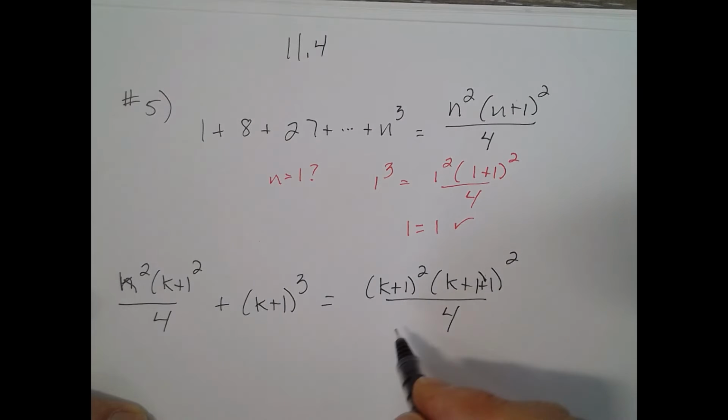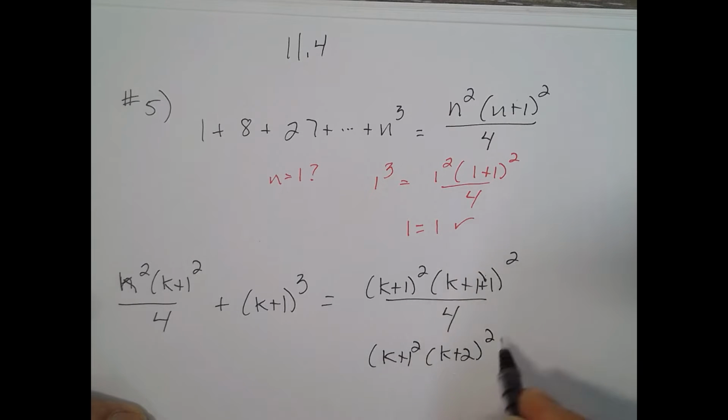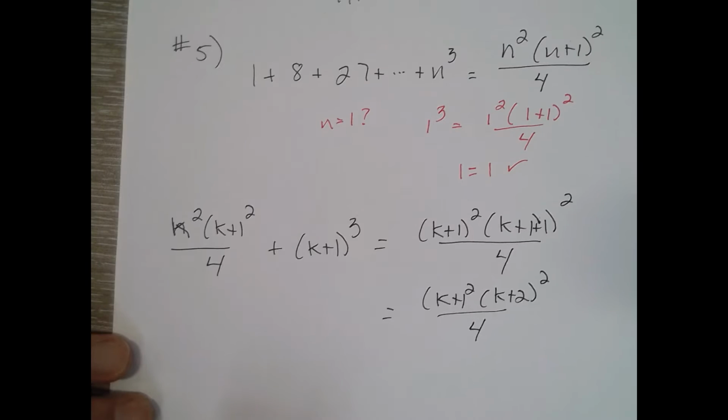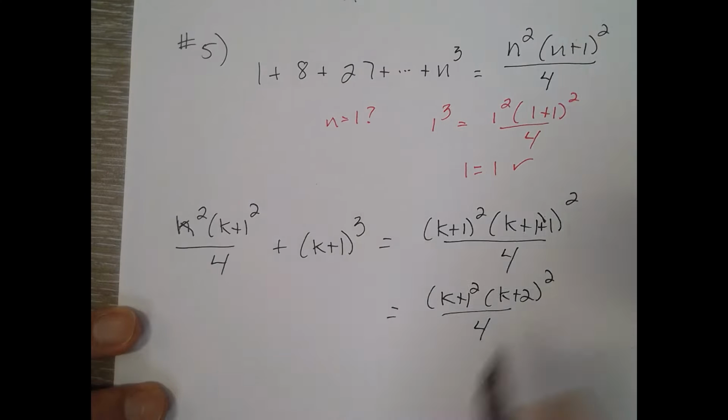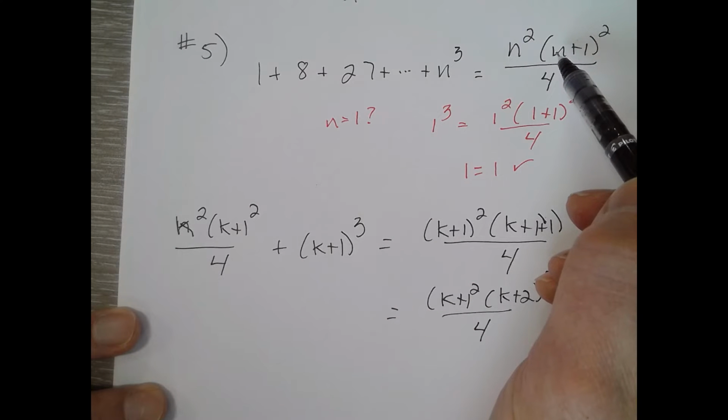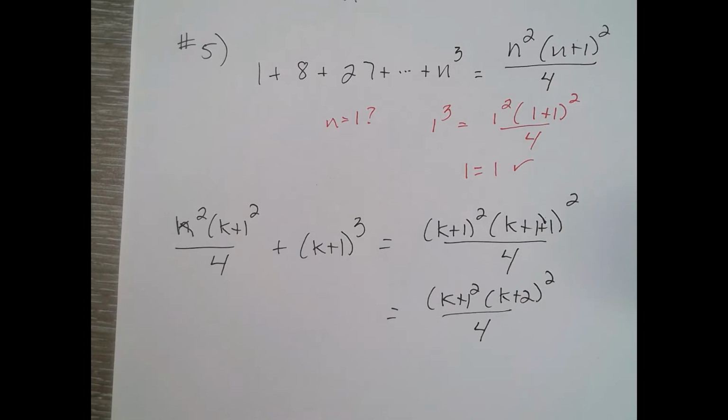So I basically have k plus 1 squared, k plus 2 squared over 4, or times 1/4 on the right side. K plus 1 plus 1. Like, where did you get that from? Because I put k plus 1 right there for n, so it's k plus 1 and then plus another one. Okay, so now the rest is just algebra.